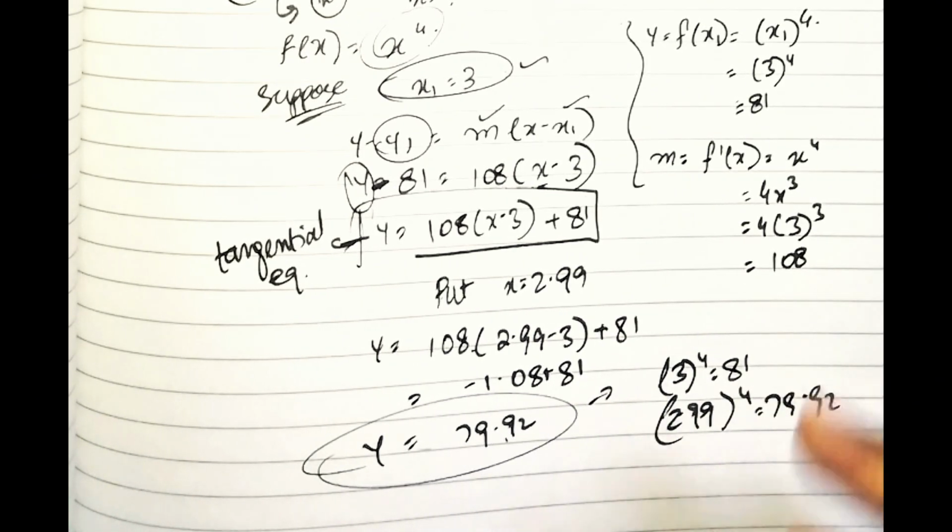Okay, let's try one more example. Okay, so guys, in this example we have to find the value of square root 9.1. Now all of us obviously know that the value of square root 9 is 3. Now how can we approximate the value of square root 9.1?